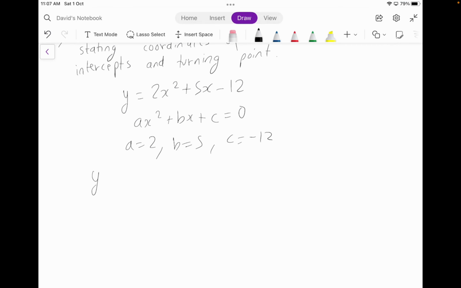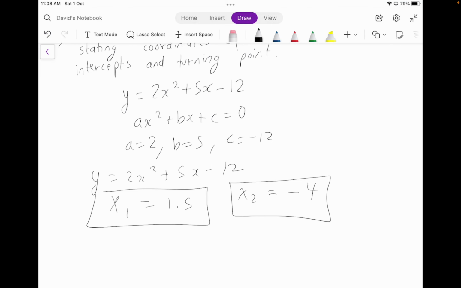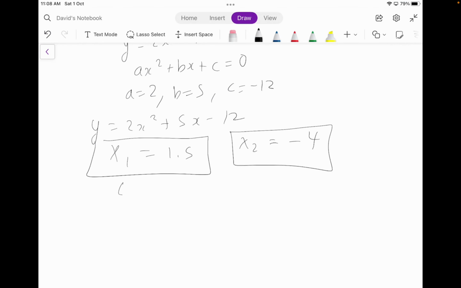So you have y equals 2x squared plus 5x minus 12. I'm not going to factorize it here. I'm just going to use a calculator to find the values for x, to show you how to sketch the graph. x1 is going to be 1.5 and x2 is going to be negative 4. This is when y is equivalent to 0. So your coordinates are going to be (1.5, 0) and (-4, 0), like we did in the previous questions.